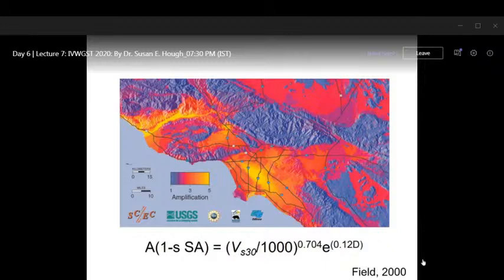So yeah, this map is 1 second, and if you think about what that ground would feel like, that's fairly slow. But that's what this map is showing, the amplification at that fairly slow back and forth period. So I will get back to why that matters.